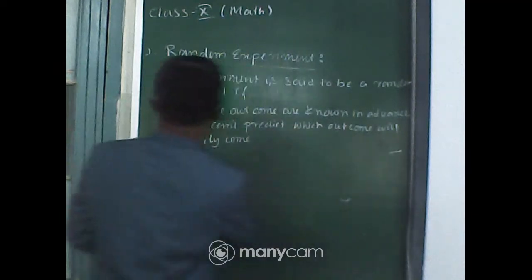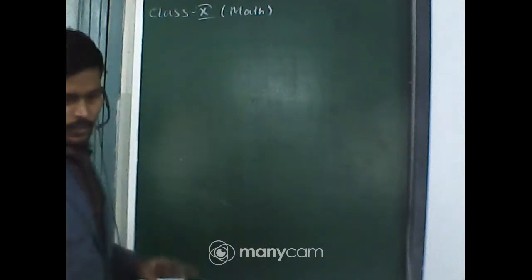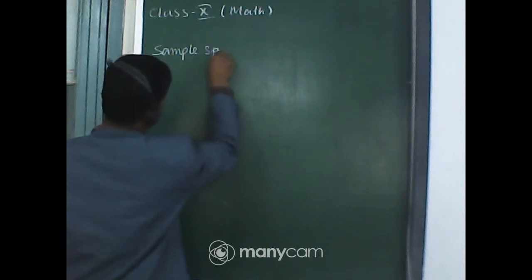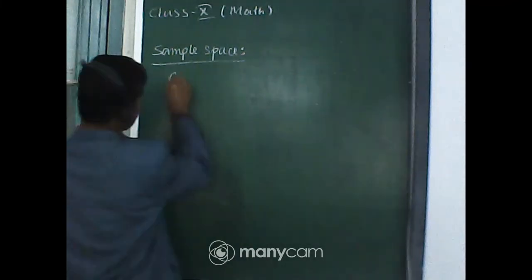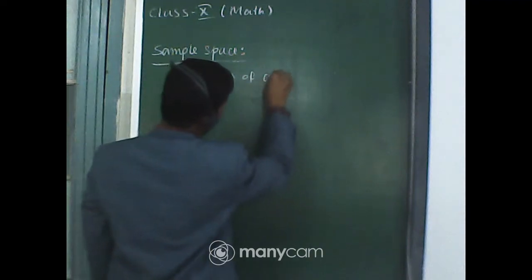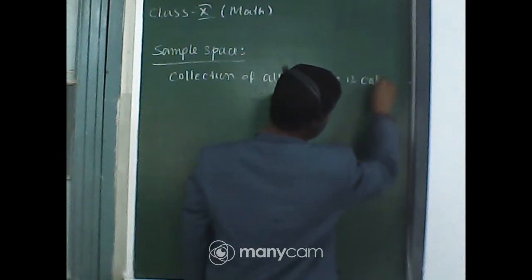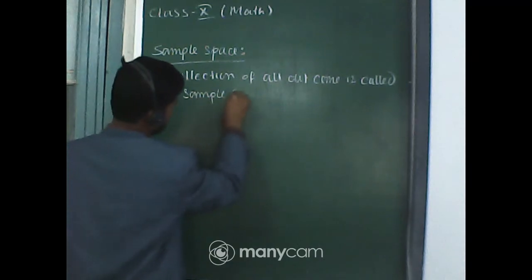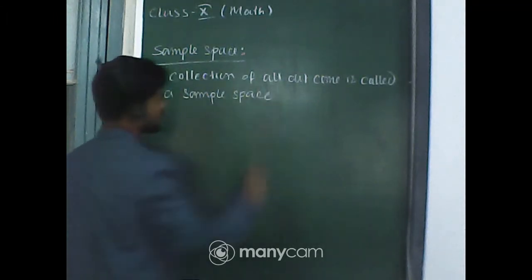So picking a ball from an urn is also a random experiment. Now the next topic is: what is the sample space or the event space? The sample space is the collection of all outcomes. It is called a sample space.